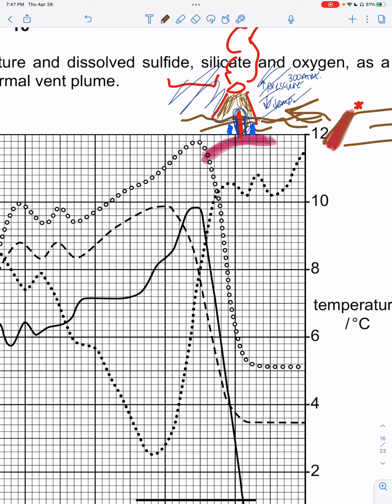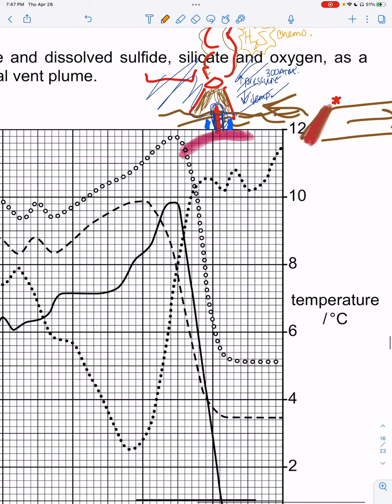And then those sediments will precipitate or solidify out of solution and start building up this chimney. And then inside this plume of gas, of course, you have hydrogen sulfide. Hydrogen sulfide is the energy molecule for chemosynthesis. Huh, you didn't have a question about chemosynthesis. Maybe you'll have one tomorrow.